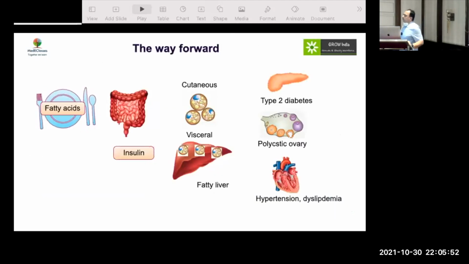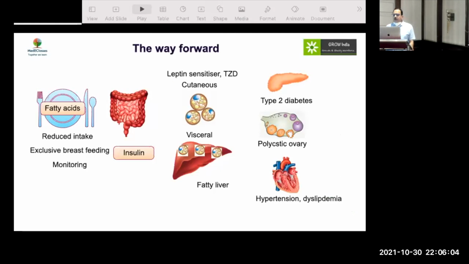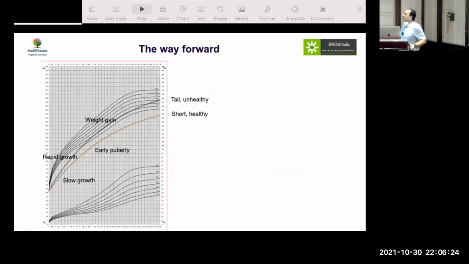So what can we do? One, of course, is reduce intake. Second, of course, is exclusive breastfeeding, which is very, very important for at least 6 months. Monitor very carefully. Look for adiposity. Theoretically, you can use leptin sensitizers and TZDs, which is not a practical issue, but definitely you can think of metformin. So if there is fatty liver disease, if there is prediabetes, if there is dyslipidemia, precocious puberty, obesity, SGA, think of metformin, it will help. Early metformin will help more in that setting.